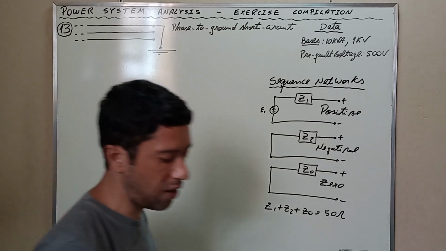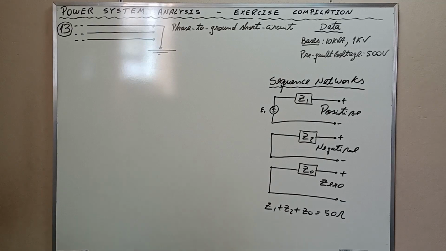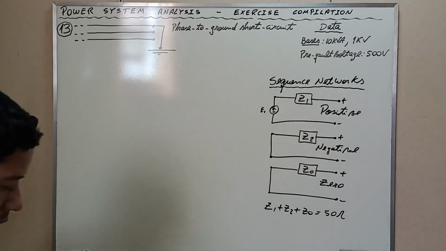Exercise number 13 now. In a distribution system, a single phase to ground short circuit occurred. The bases at the fault location are equal to 10 kVA and 1 kV. And the pre-fault voltage was equal to 500 volts. Knowing that the sum of the positive, negative, and zero sequence resistances is 50 ohms, what is the fault current in per unit? Okay, my friends, this is the question. Let's go to the solution.